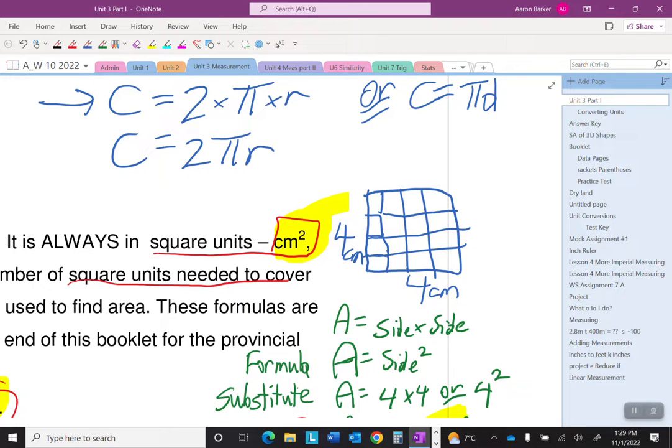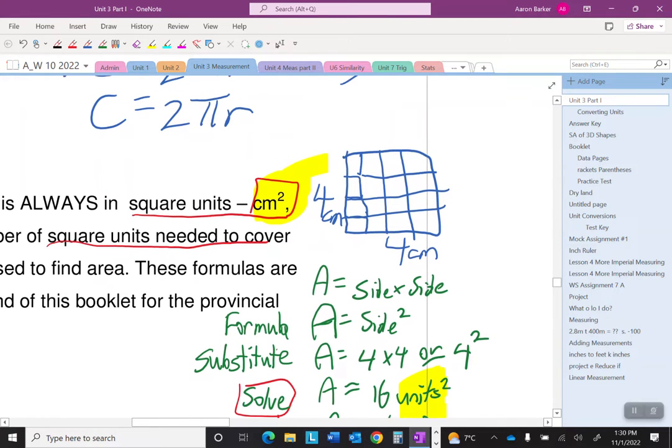Okay. What's the last part of our work that we have to show? Formula, substitute. Oh, come on. You guys had Math 9 teachers here. Solve. You're right. Good job. Okay. The last part we solve. Now, if I don't have measurements, you have to write units squared. So 4 times 4 is 16. We got 16 units squared.